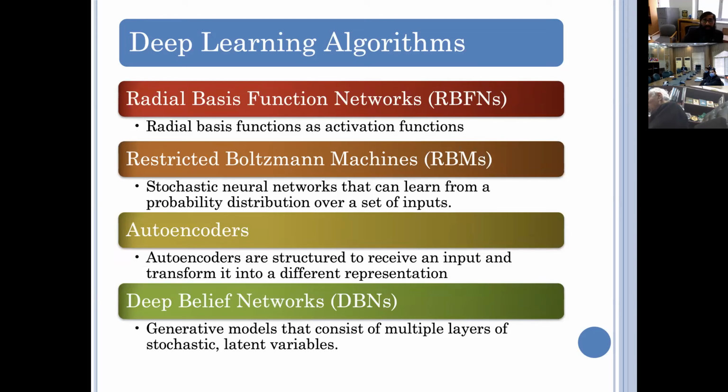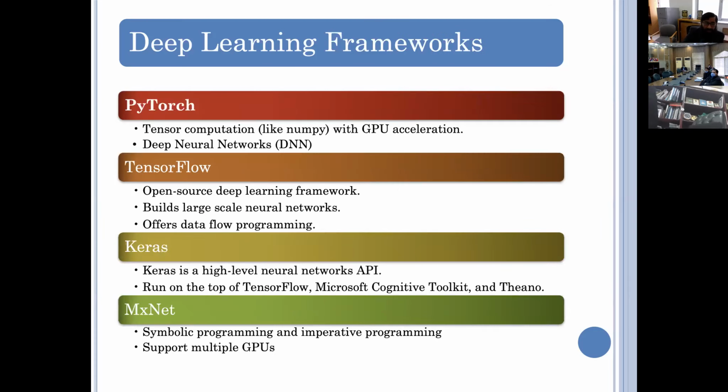There are other deep learning algorithms available. Radial basis functions are also a type of MLP, but instead of a simple activation function, they use radial basis functions as activation functions. Then we have other examples: restricted Boltzmann machines, autoencoders, and deep belief networks, which basically use Bayesian belief networks. There is another algorithm, SOM, self-organizing map. You can say that it can also be deep.